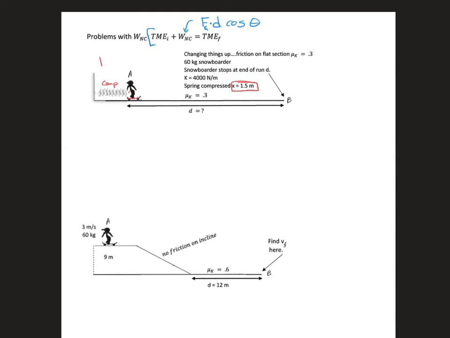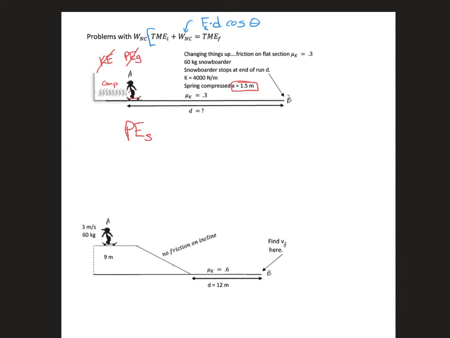So fundamentally, he has no motion, so he's got no kinetic energy. He has no gravitational potential energy. So the total mechanical energy at the beginning is 100% or entirely spring potential energy.